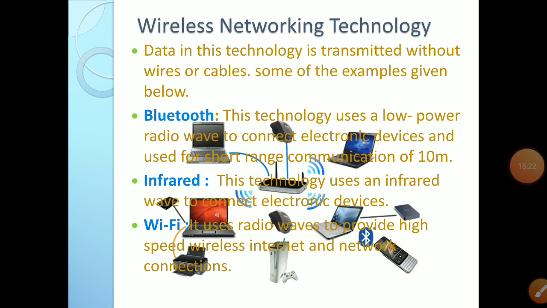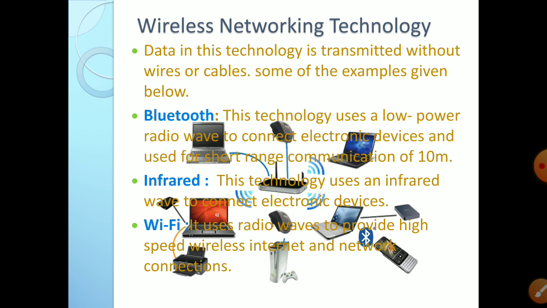So the next topic, wireless networking technology. In this technology, data is transmitted without wires or cables. Some of the examples are given below. There are many examples: Bluetooth, infrared and Wi-Fi. I'm going to discuss each and everything.